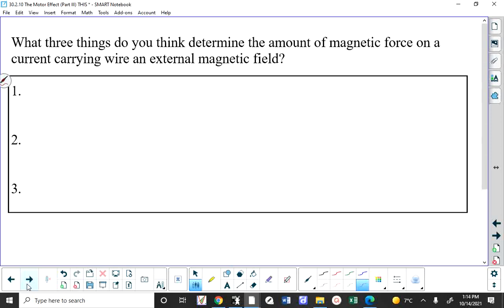There's one more thing that can change the amount of magnetic force, and it's not something I can show you here. Does anybody have any ideas here? So we can increase the current. That will increase the force. We can make the magnetic field stronger. That will increase the force. There's one more thing. Evan? Can you repeat that, please?